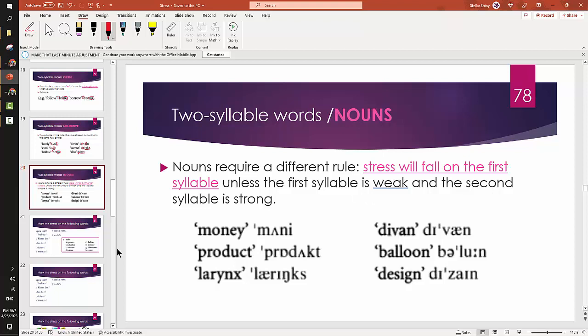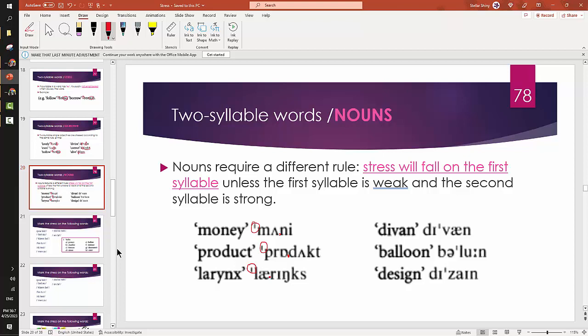As money, money is a noun. So we will stress the first. Money. We don't say money. Money. Product. Okay, the stress on the first syllable. Larynx. The first syllable. Product. Money. Okay.